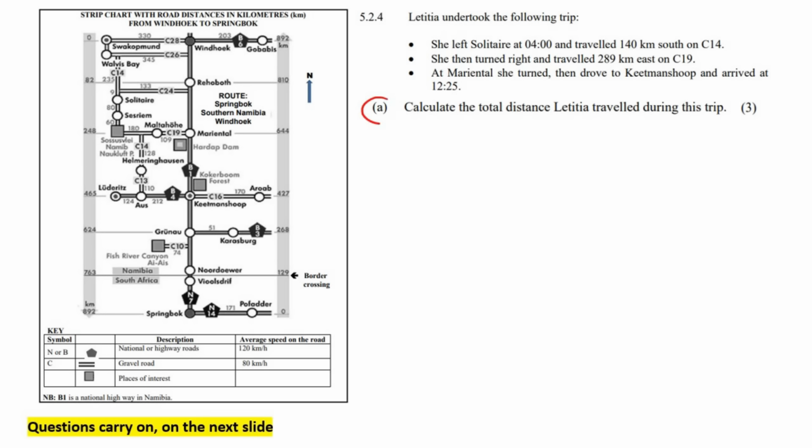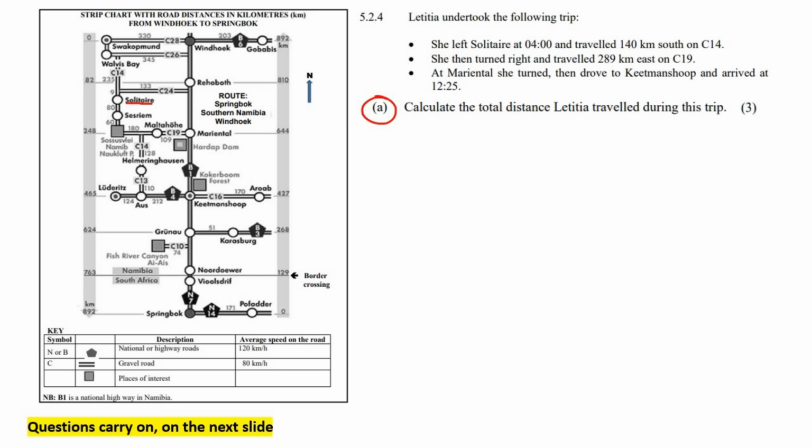All right, so here we have a 3-mark question. It says that Letitia undertook the following trip. She left Solitaire. Where is Solitaire? Solitaire, where are you? She left Solitaire at 4 o'clock and traveled 140 kilometers south on the C14. So this is the C14. This is also the C14, okay? You see how it says there, C14.